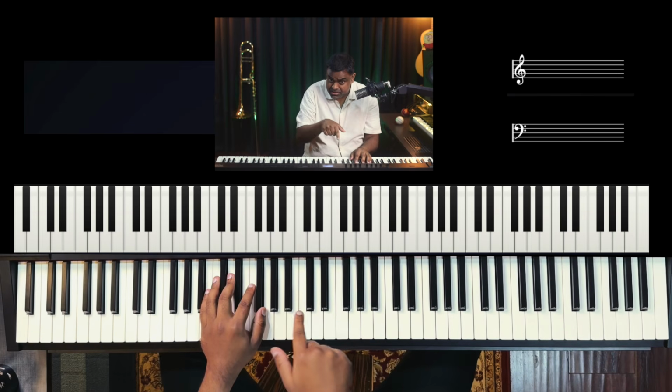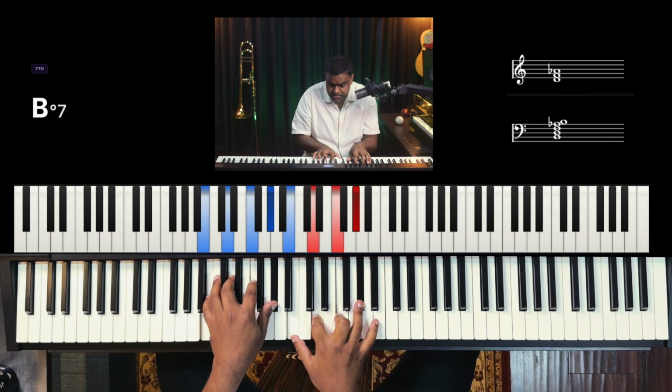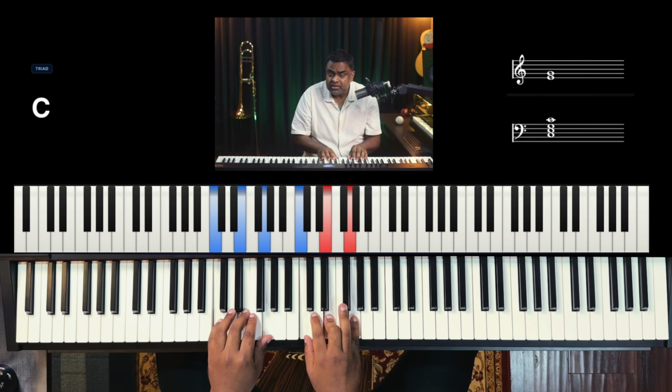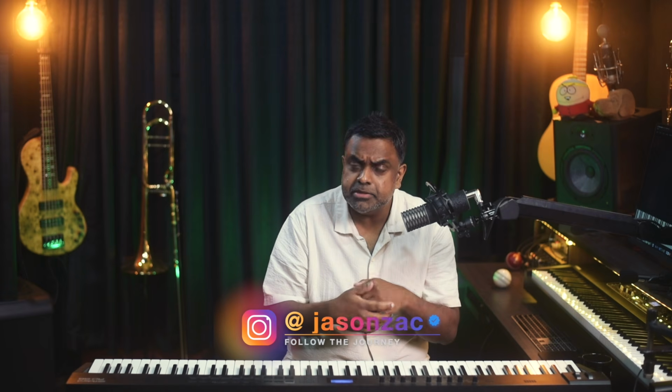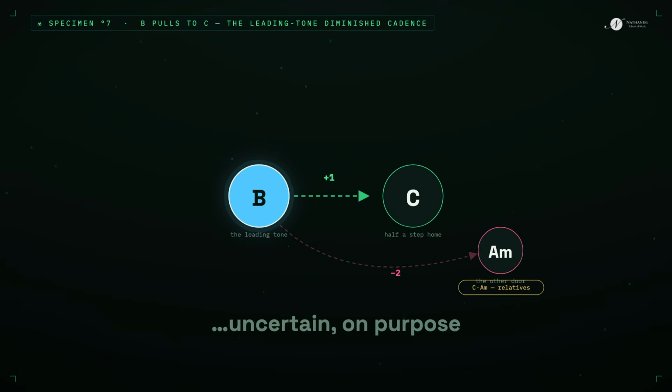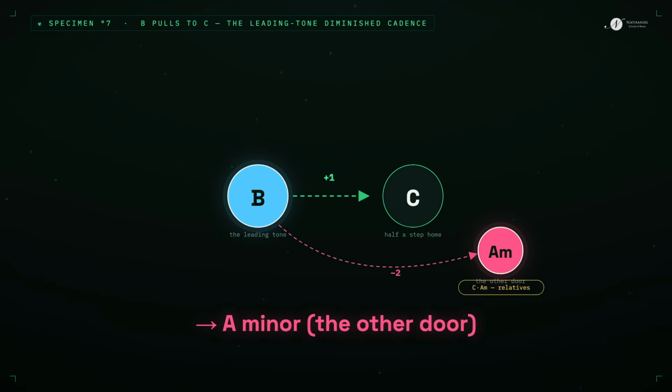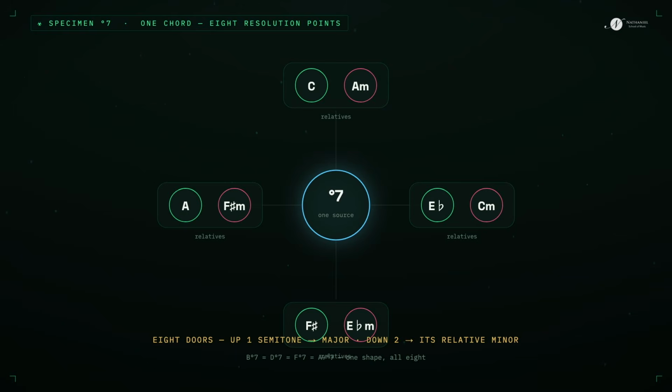The other door this can open is to C major's relative minor. What is C major's relative minor? A minor. Again, it feels like it was just designed to be that way, right? But it also goes to C major. That's what's very cool about this chord. So many paths, so many destinations with just one source.